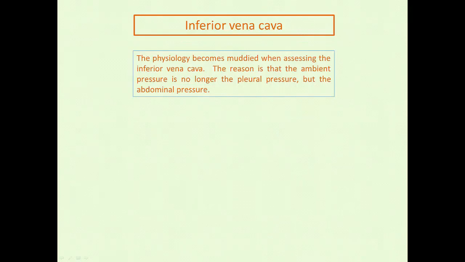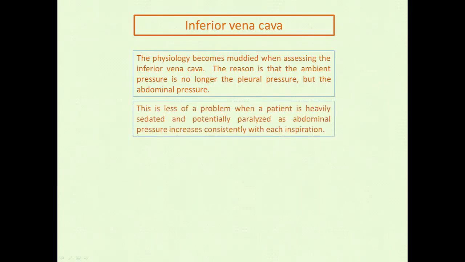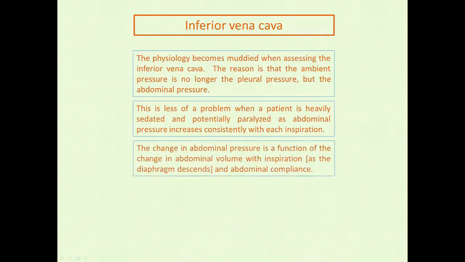There are in dogs, but essentially as soon as the IVC crosses the diaphragm, it goes directly into the right atrium. So it's kind of a potential vessel, whereas the IVC that we're looking at with an ultrasound is actually intra-abdominal. This is less of a problem when a patient is heavily sedated and potentially paralyzed, as abdominal pressure increases consistently with each inspiration. And the change in abdominal pressure is a function of the change in abdominal volume with inspiration as the diaphragm descends, and abdominal compliance.